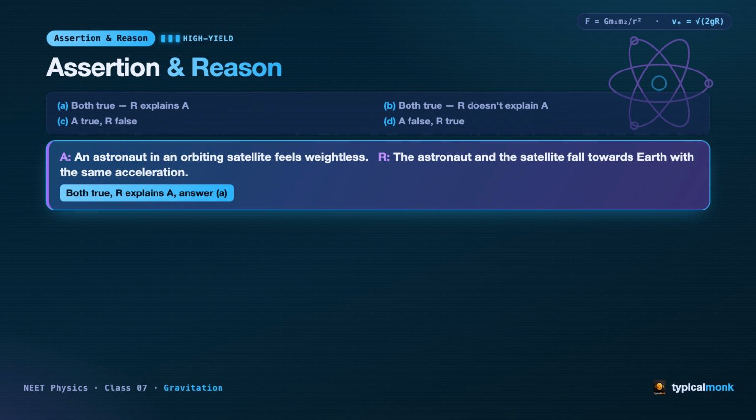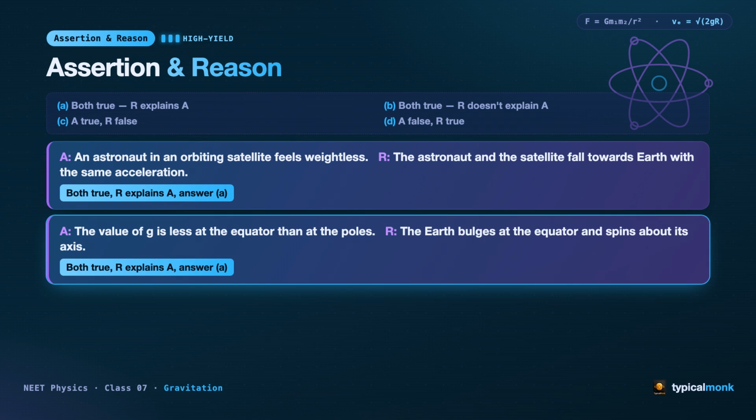First one, assertion. An astronaut in an orbiting satellite feels weightless. Reason. The astronaut and the satellite fall toward the Earth with the same acceleration. Think like Arjun, check each alone, then the link. Is the assertion true? Yes. They float. Is the reason true? Yes. And does the reason explain it? Perfectly. Because both fall together at the same rate, the astronaut presses on nothing and feels no weight. Both true. Reason explains. Option A.